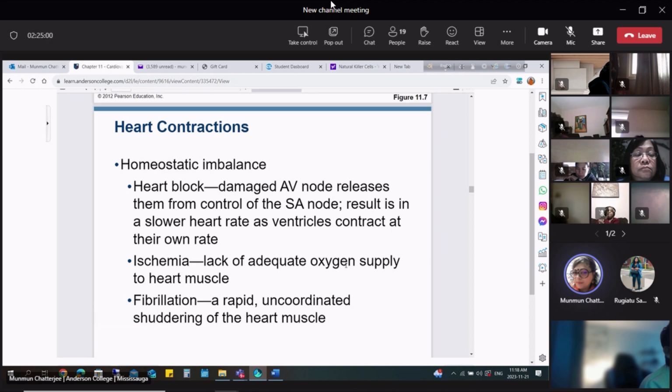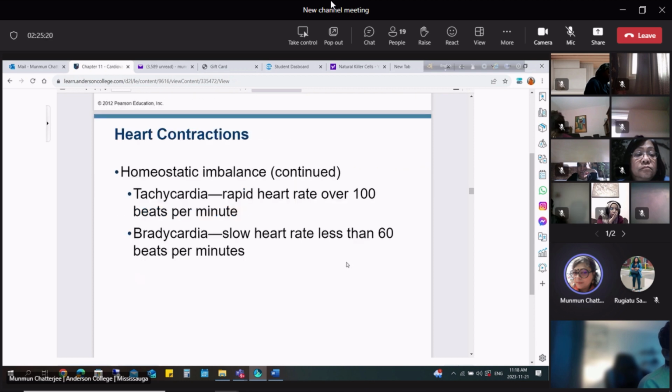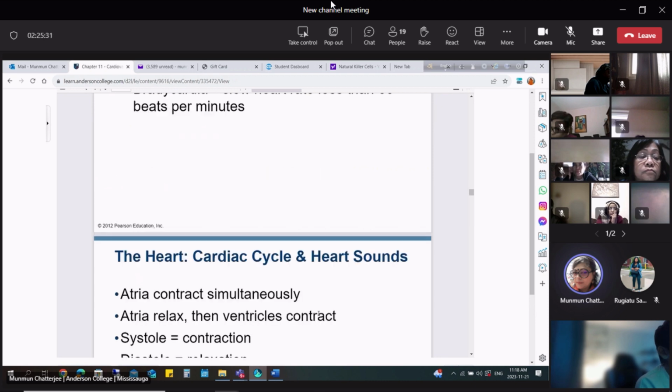What is ischemia? Lack of adequate oxygen supply to the heart muscle. That is called ischemia. Fibrillation is a rapid, uncoordinated shuddering of the heart muscle. It's not continuous, it's not locked in a rhythm, it's uncoordinated shuddering. That's fibrillation. Homeostatic imbalance. You all know tachycardia, a rapid heartbeat over 100 beats per minute. Bradycardia, a slow heart rate of less than 60 beats per minute.